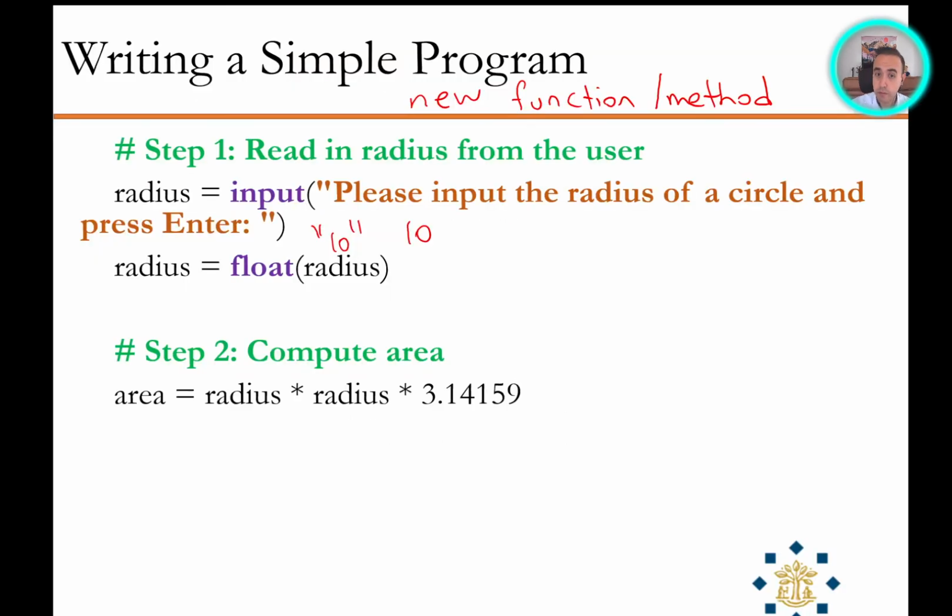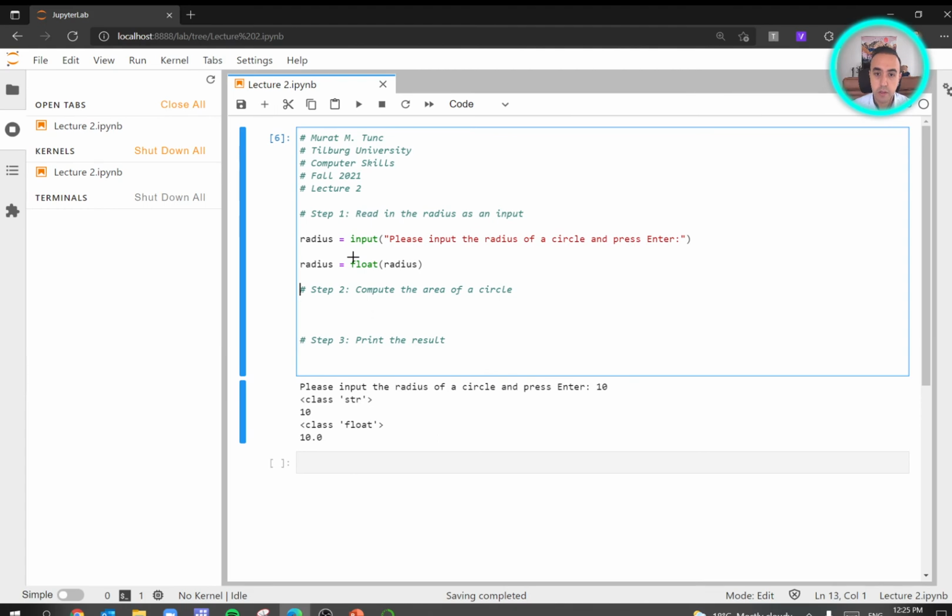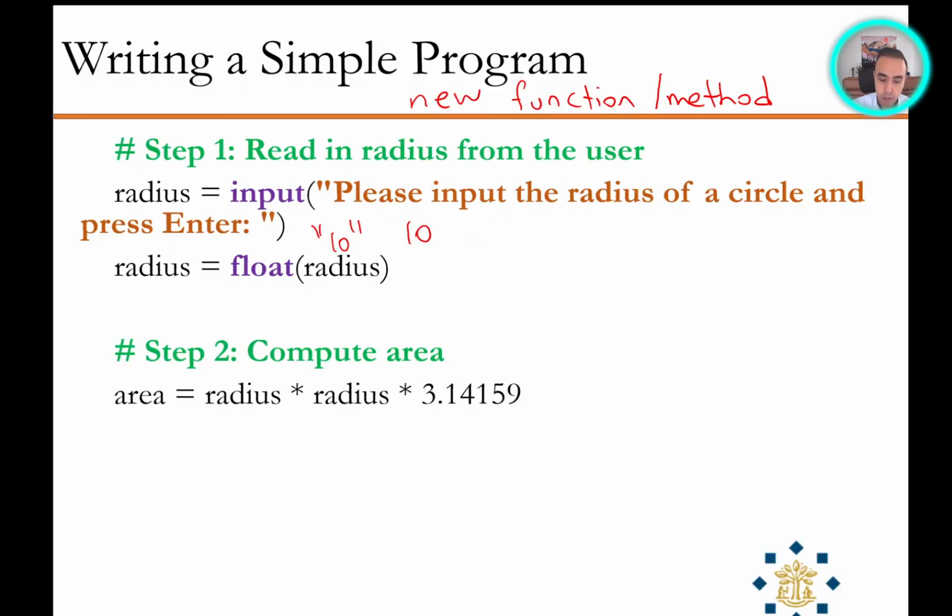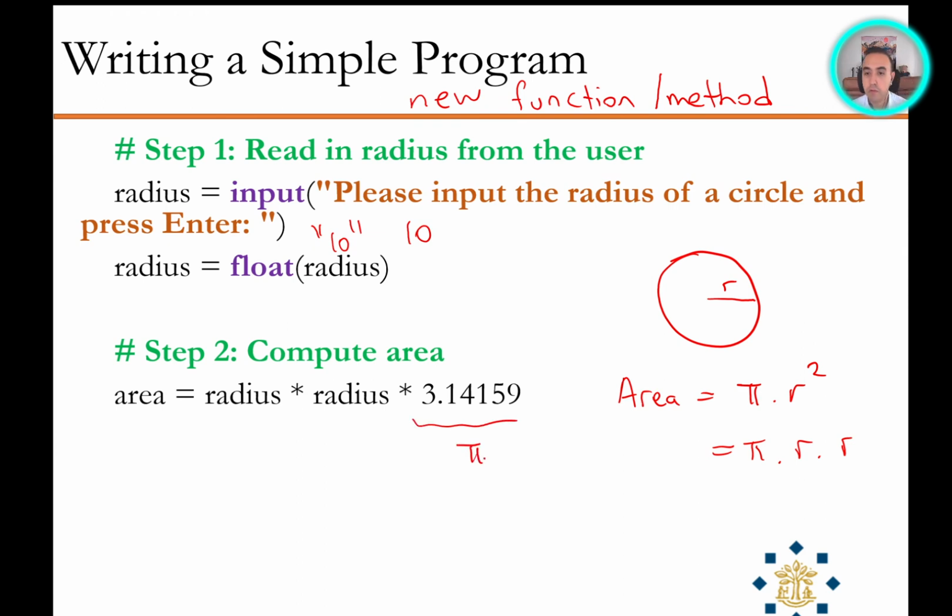Okay, so we have two more steps. First, we are going to compute the area of a circle. So how do we do it? The area of a circle, so you have a circle here. You have the radius. The area is pi times r squared, right? Or it's pi times r multiplied by r. R is the radius, and this one is the pi, 3.14159.